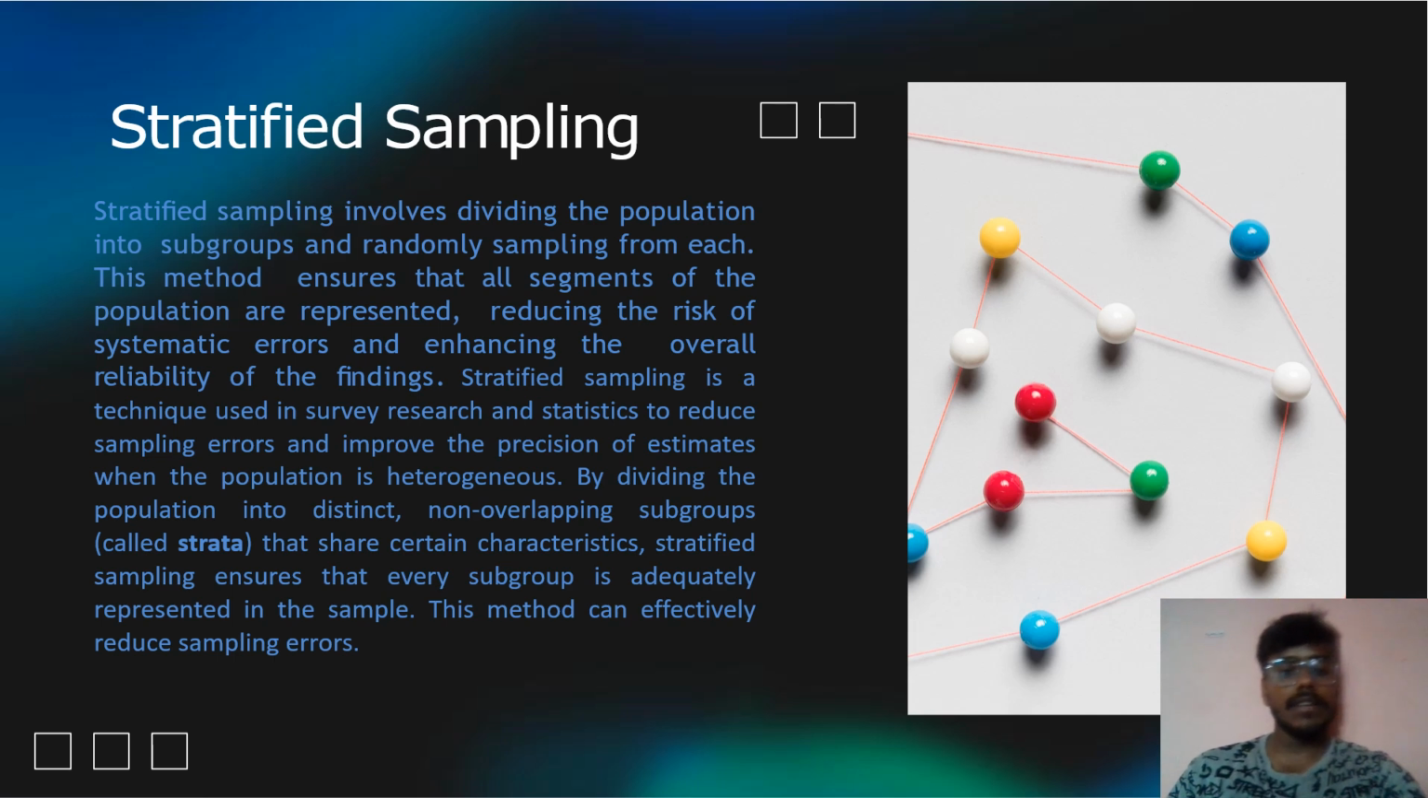Then stratified sampling is a technique used in survey research and statistics to reduce sampling errors and improve the precision of estimates when the population is heterogeneous. By dividing the population into distinct, non-overlapping subgroups, called strata, that share certain characteristics, stratified sampling ensures that every subgroup is adequately represented in the sample. This method can effectively reduce sampling errors.